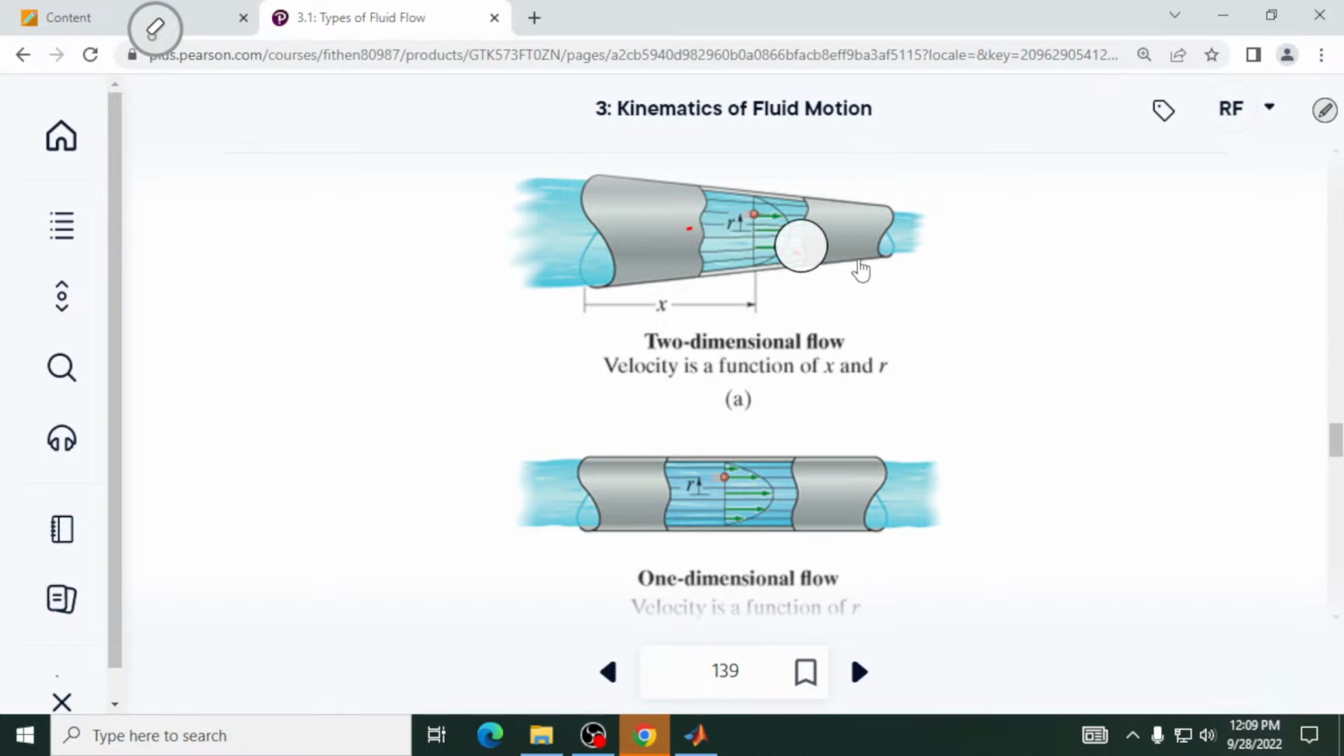He's discussing here the fact that the velocity can be a function of the position, the coordinate position, and time. Here he's saying the velocity is a function of x and r, where x is this coordinate, but it can be a function of any coordinates.